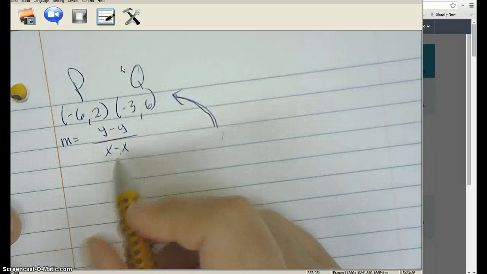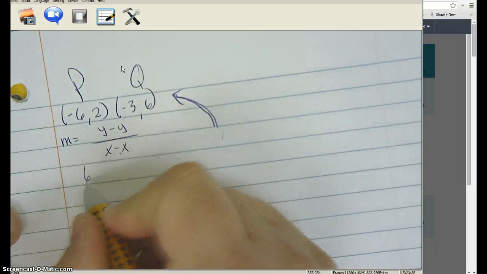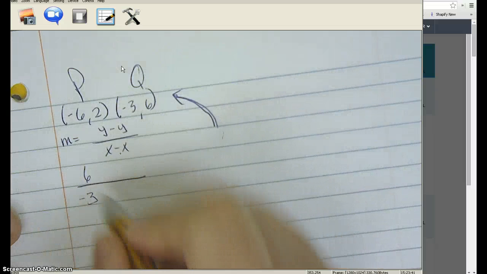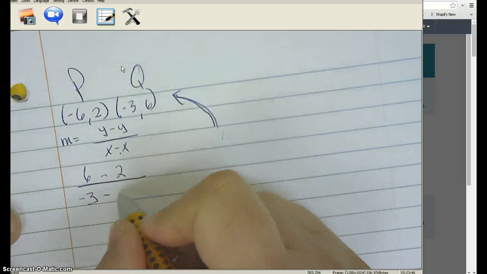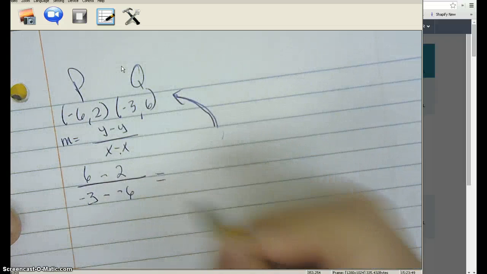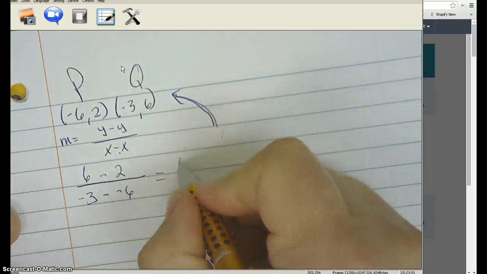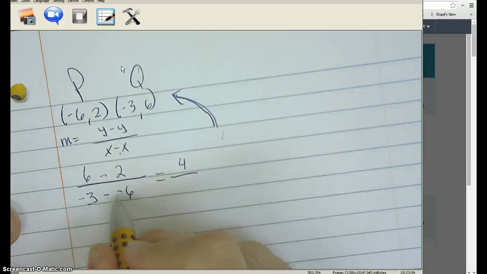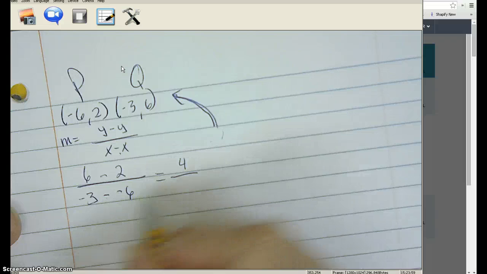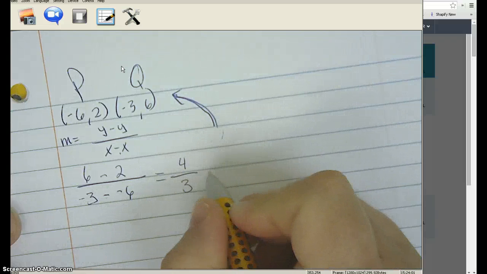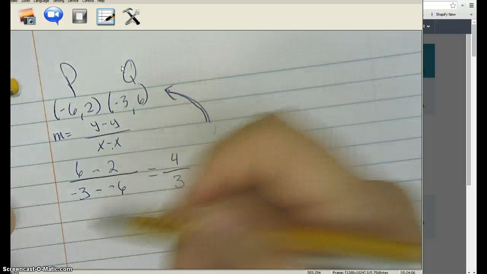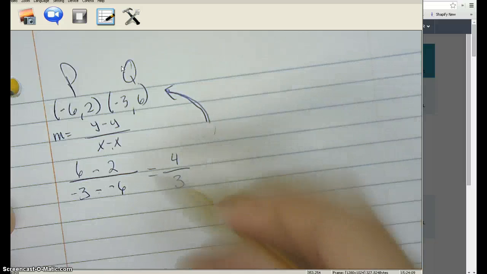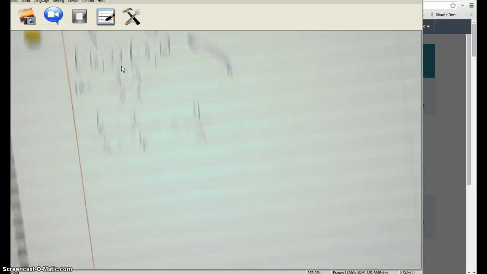All right, so in this case we end up with 6 over -3, if I dump this one, and then subtract 2 over -6. And what would that slope be? Well, 6 minus 2 is 4. -3 minus a negative is going to be +6, so -3 plus 6 is going to be +3. So the slope of PQ is 4/3. You would do that for QR, RS, and then SP, and try multiplying them out. So that's by doing them by hand.